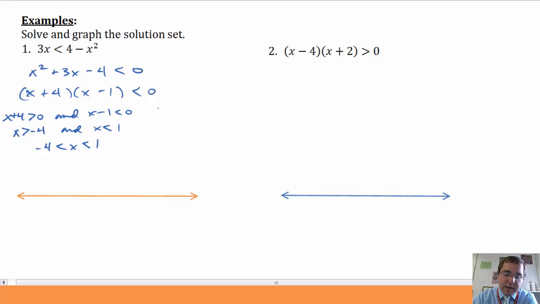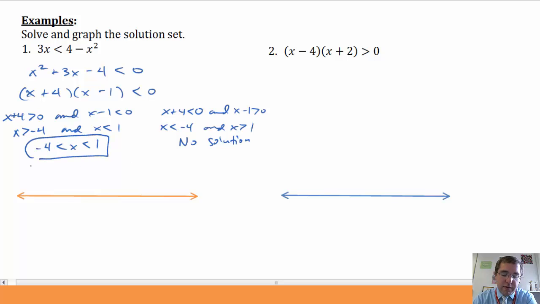The other possibility is for x plus 4 to be negative and x minus 1 to be positive, in which case x would be less than negative 4 and x would be greater than 1. But that's not possible. x can't be less than negative 4 and be greater than 1. So this side has no solution. But we still have solutions because of the first option, where x plus 4 was greater than 0 and x minus 1 was less than 0. So our solution set is the set of all x such that negative 4 is less than x, which is less than 1.